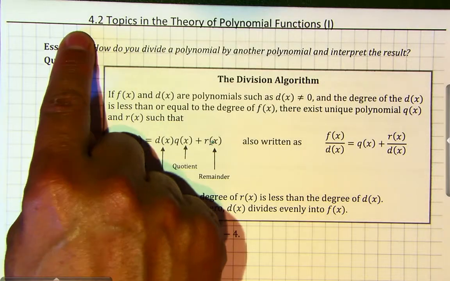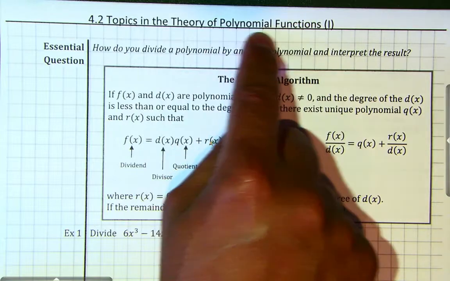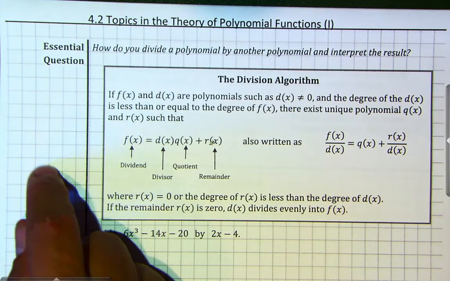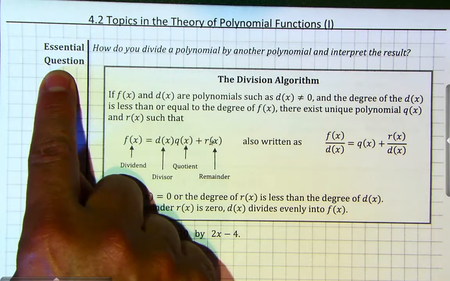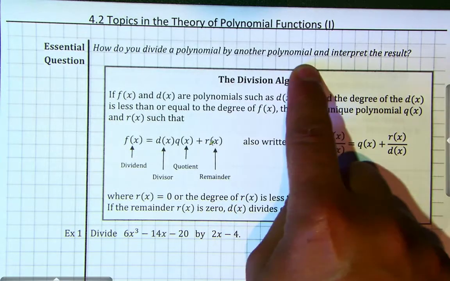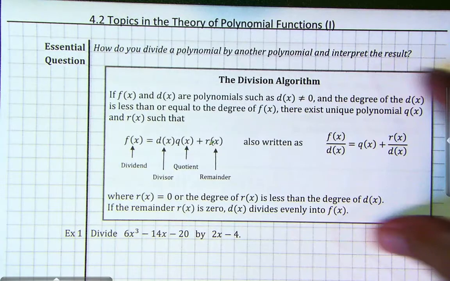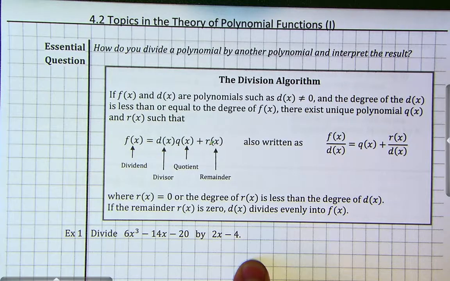Today we are going to cover section 4.2, topics in the theory of polynomial functions. So take the time to copy your title and your essential question: how do you divide a polynomial by another polynomial and interpret the results? Paste your cutout, write example number 1, and read through your cutout.